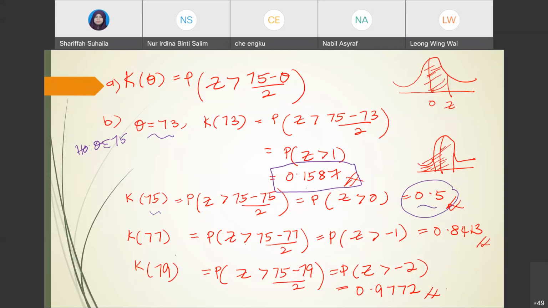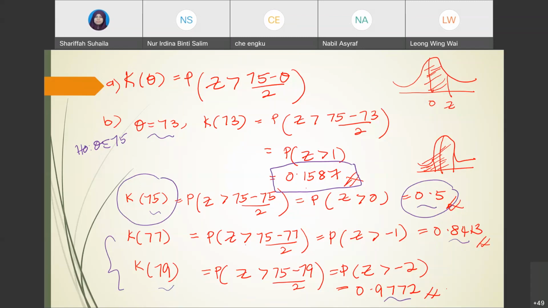K77. Okay. So this one probability of rejecting null hypothesis when your theta is equals to 77, maksudnya your H1 is true lah. H0 is false. So probability dia adalah 0.8413. So ini pun sama. Probability of rejecting H0 when your H1 is true is 0.9772. Okay.